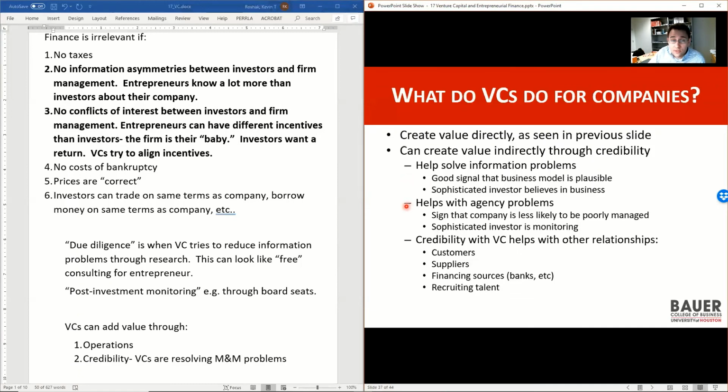It also helps with agency problems. So as we said, the VC is doing monitoring. Now that's also a good signal for you if you're thinking about working for the company, right? There's someone who's sophisticated there, who knows what they're doing, who's looking out for the long-term health of the company. That should give you more confidence than if it was just the founder doing everything themselves, right? Now you know there's someone who's good at this, who's also on board.